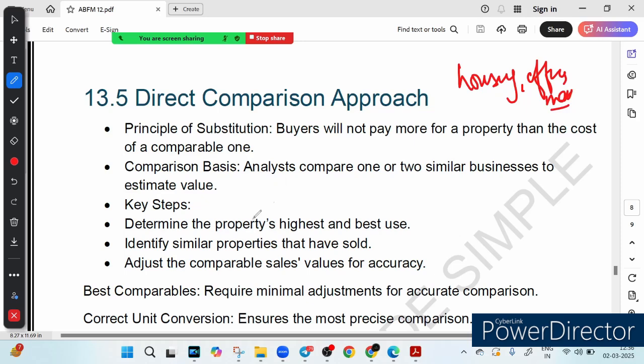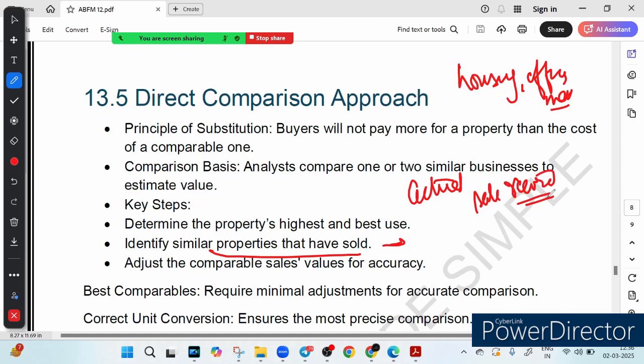The second thing is you should identify similar comparable properties, which means finding businesses or properties with the same highest and best use. You should look for the actual sales records of the similar company or property. Choose comparisons from the same industry or location to get accurate results.